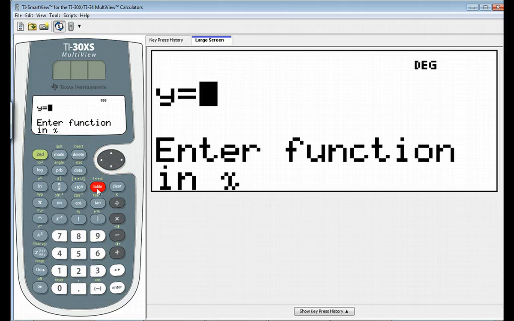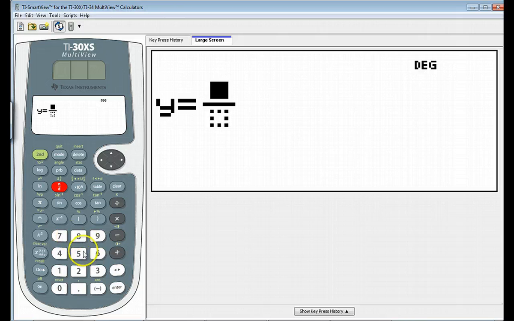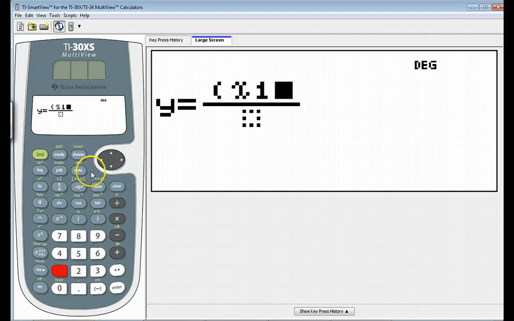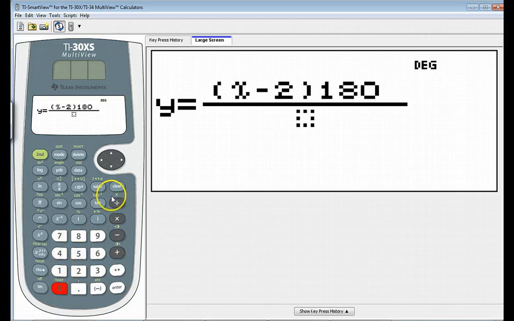I meant to hit table first. Sorry about that. So hitting table, now I'm going to do it. x minus 2 times 180 over x. So now I've typed in the left side of that equation as a function.